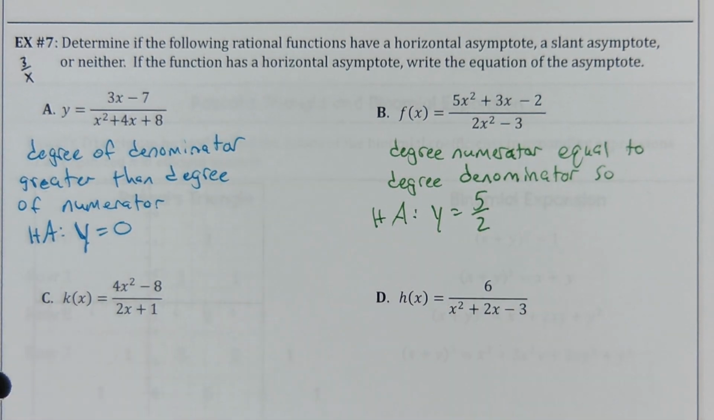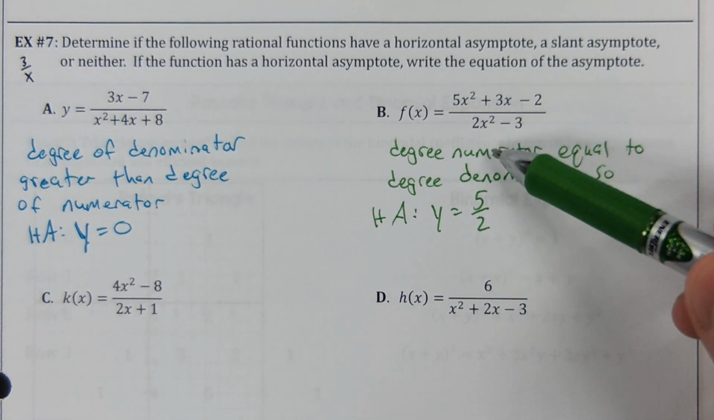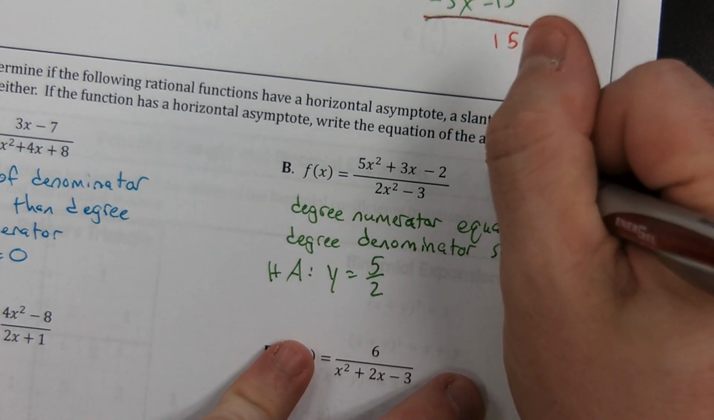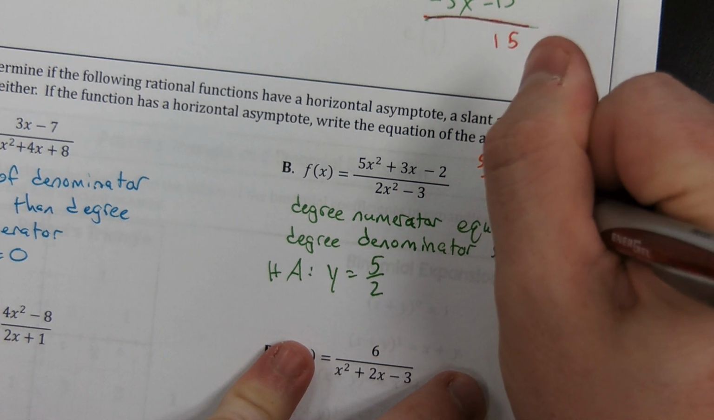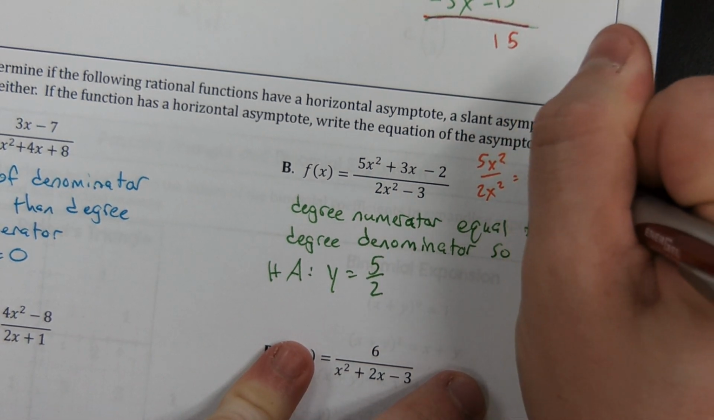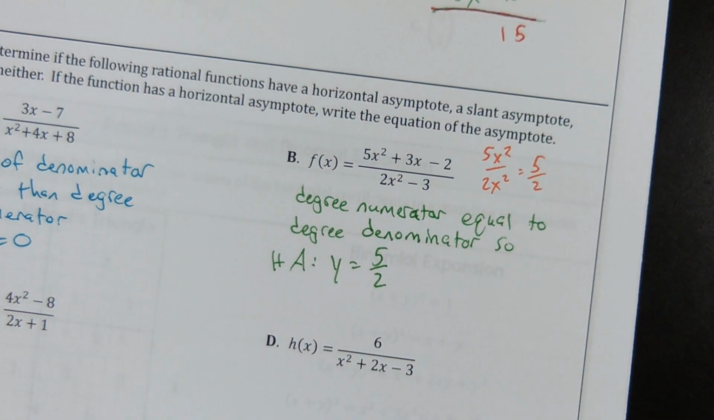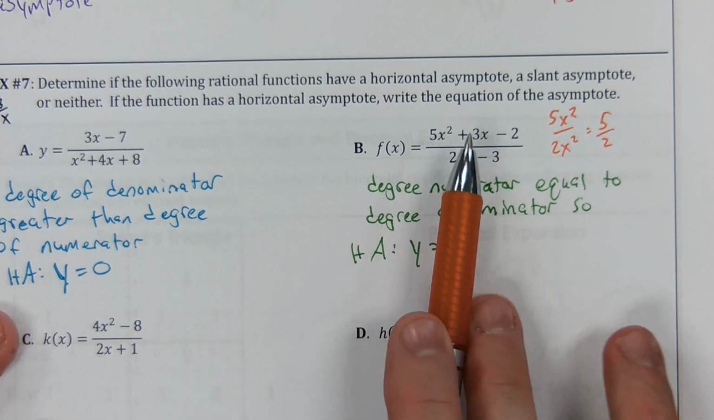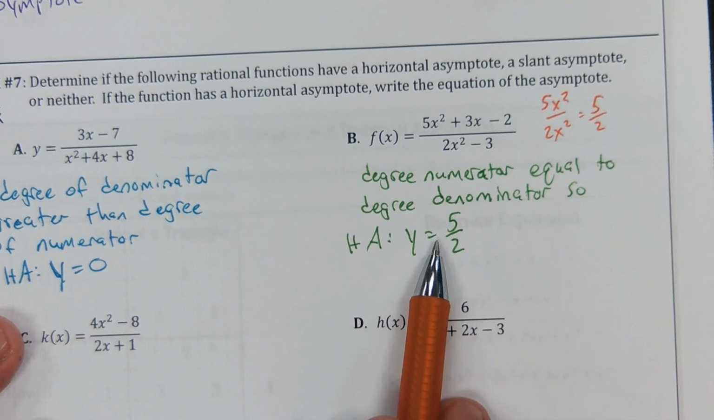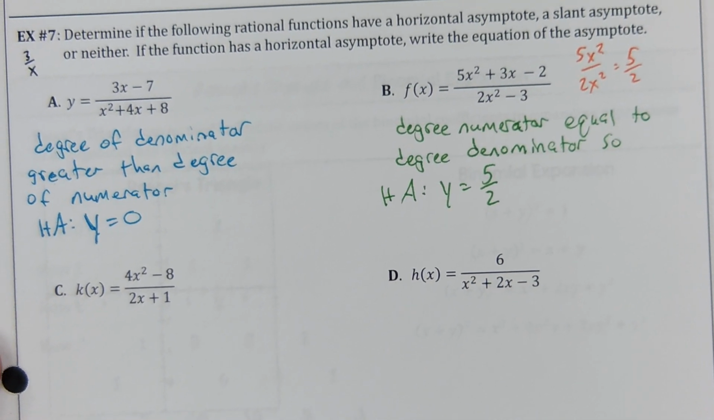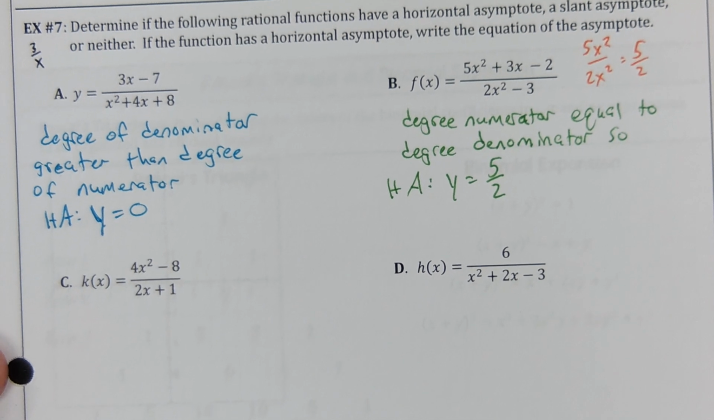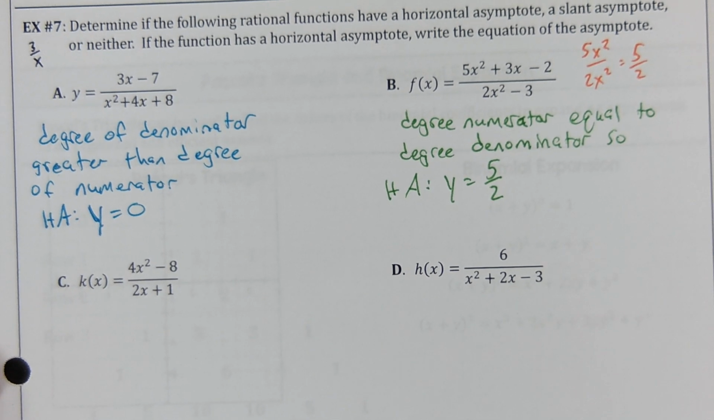You see, as you start talking about x as being really, really big, this thing starts to look more and more like 5x squared over 2x squared. And the x squareds cancel out, leaving you just this number. Essentially this says y equals 5 over 2 is the horizontal asymptote. Ta-da!